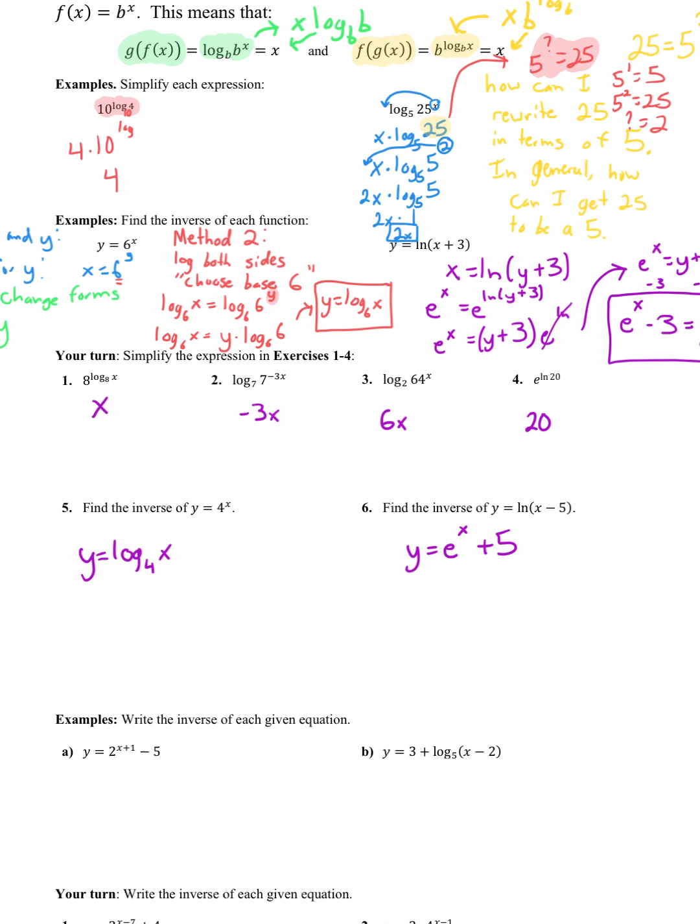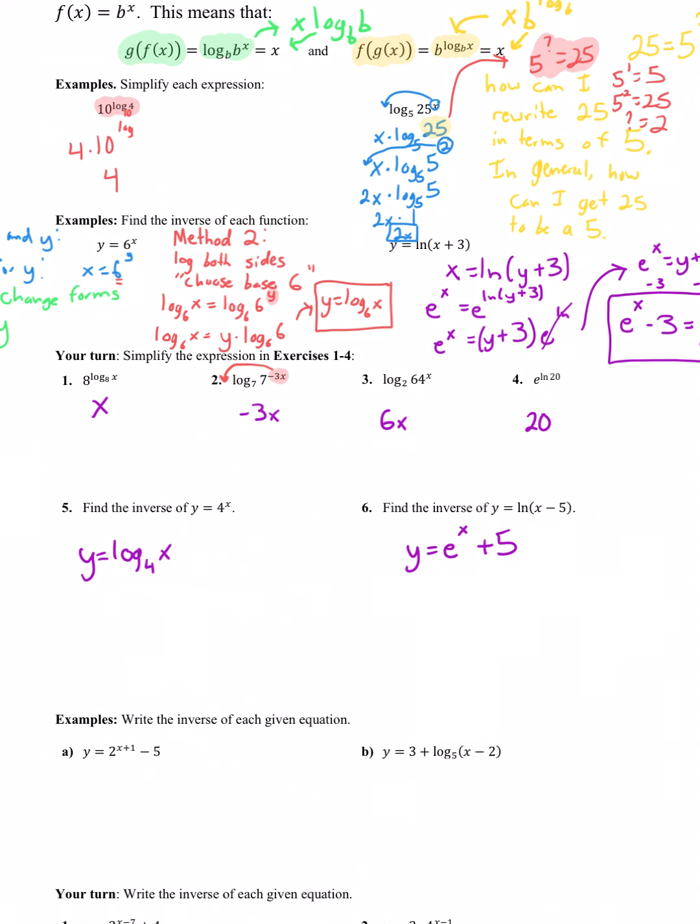Which ones? Yeah. So I've got a question. When you move the exponent to the front, is it the whole exponent or just the very end of the exponent? It should be the whole exponent. So for example number 2, the whole exponent is negative 3x, because it's 7 to the negative 3x power. So we move that whole thing to the front.